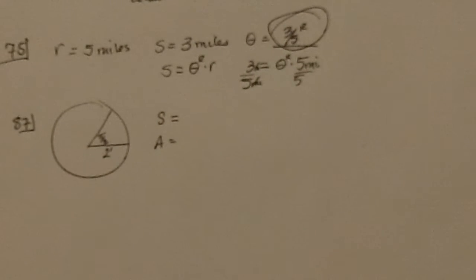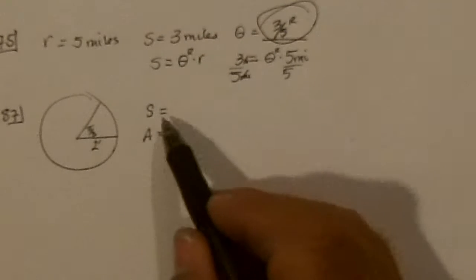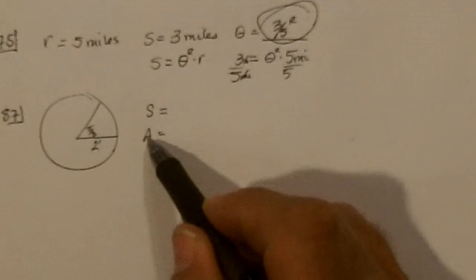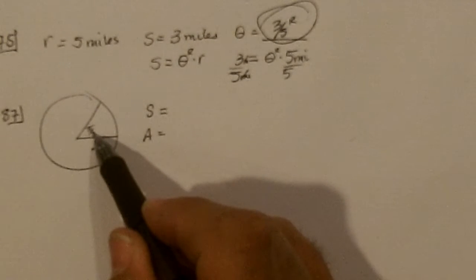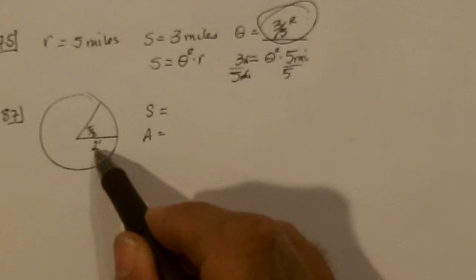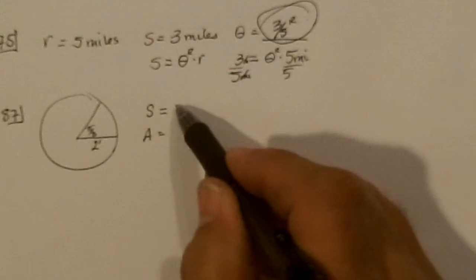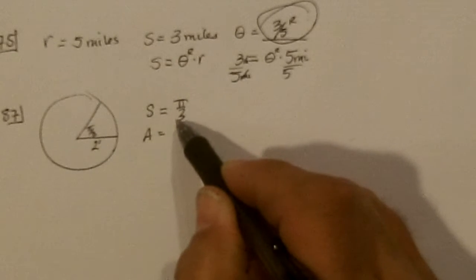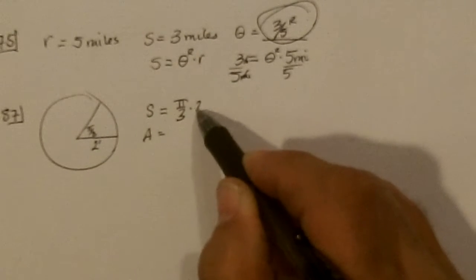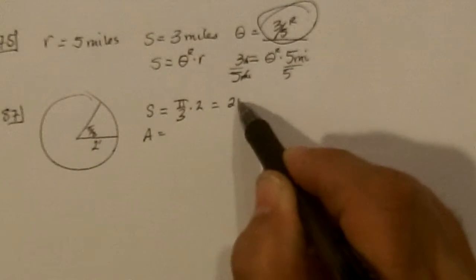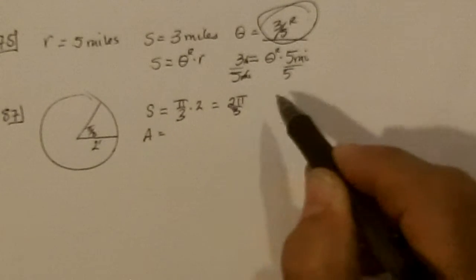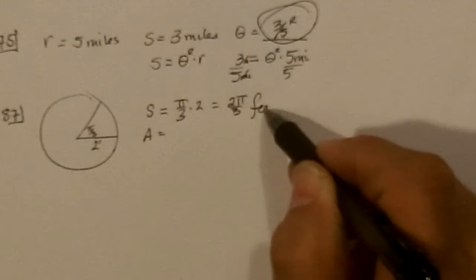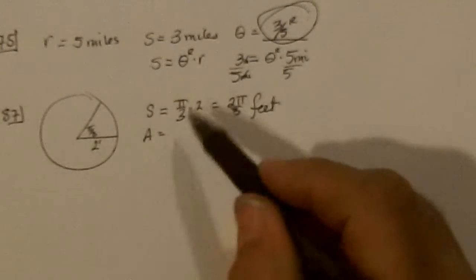And then finally it says find the arc length and the area if the angle is pi over 3 and the radius is 2. So the arc length is simply pi over 3, the measure of the angle in radians, times the radius, so that comes out to be 2 pi over 3 feet, because the radius was in feet.